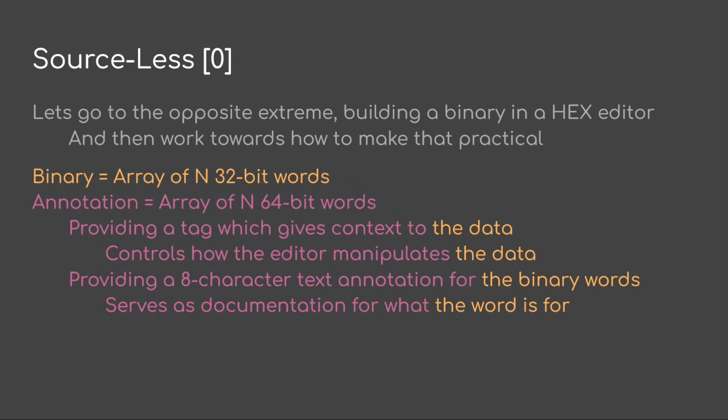So I think of a binary as an array of, say, n 32-bit words. And then we could have another thing, which is an annotation, which is an array of n 64-bit words. The annotation could provide a tag, which gives context to the data, or could control how the editor manipulates the data. The annotation could also provide an 8-character text annotation for the individual binary words, which serves as documentation for what the word is for.